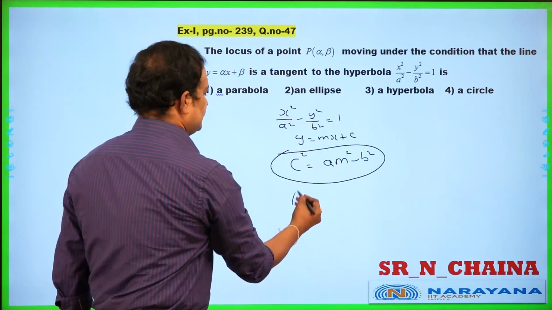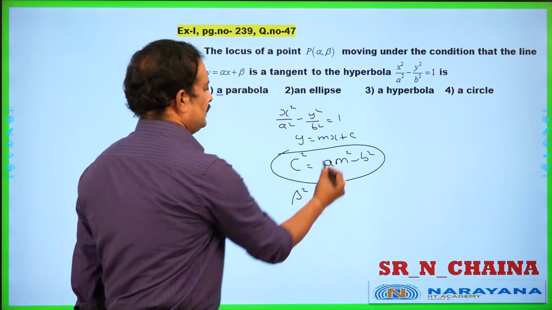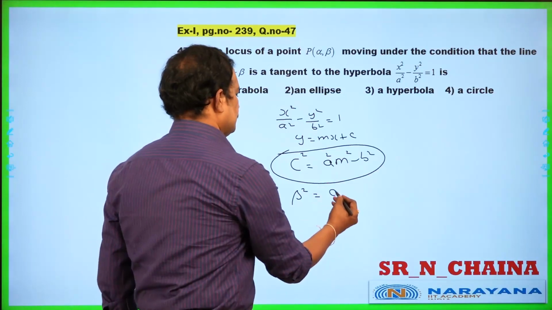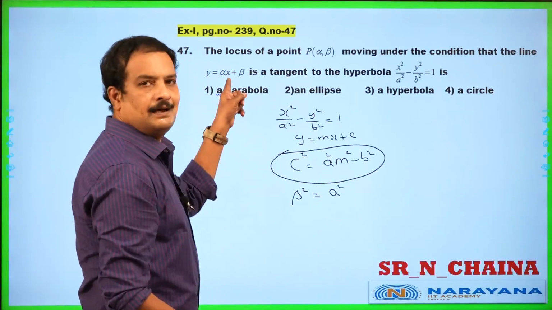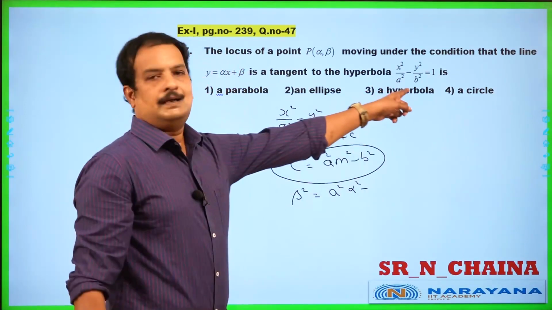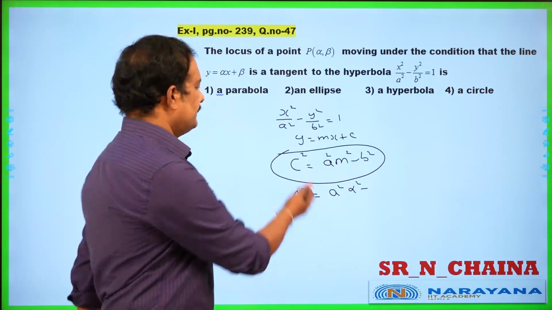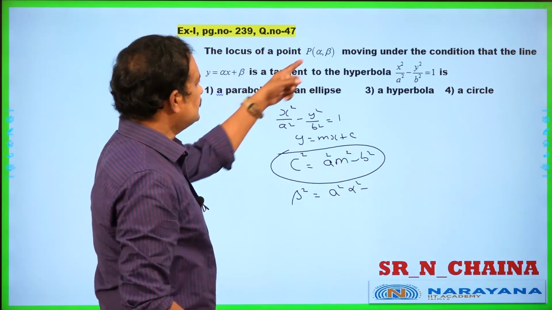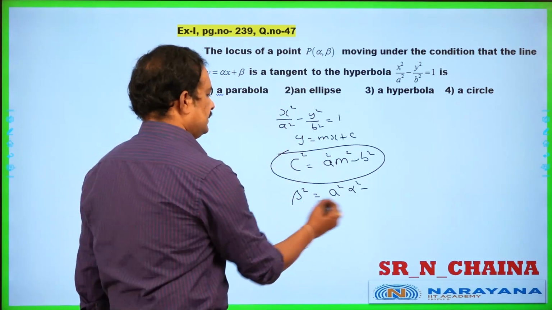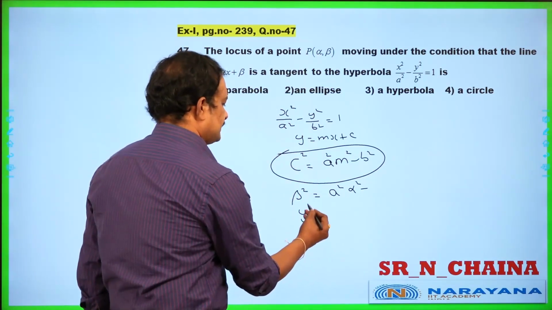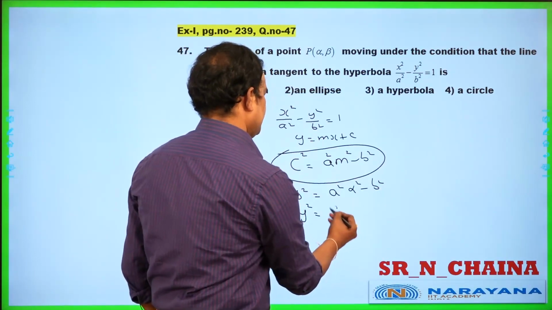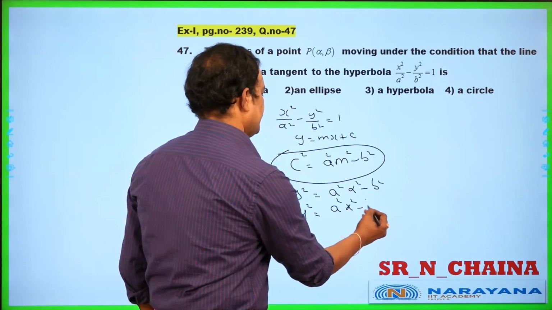So c square is nothing but beta square equal to a square m square minus b square. What is the m square value here? We have m square as alpha square. So this is a square alpha square minus b square, and we have b square as b square only. That's all. Now what is the requirement here? The locus of this point is required. So replace alpha with x, beta with y there. So beta square becomes y square equal to a square x square minus b square.